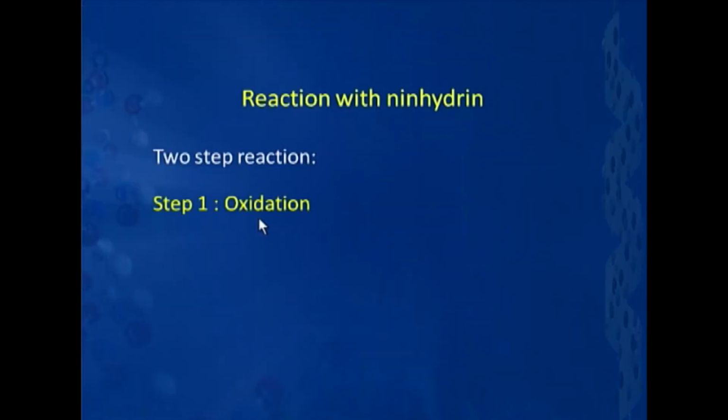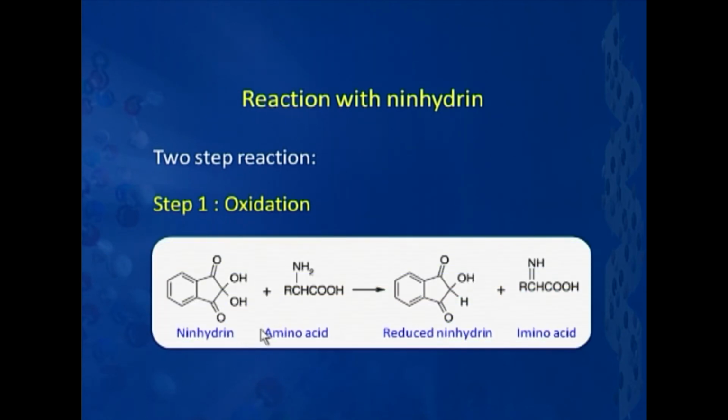The third one is reaction with ninhydrin. This is one of the most crucial reactions which amino acids undergo. This actually is a two-step reaction. In the first step, there is an oxidation taking place. What happens is ninhydrin reacts with the amino acid, and this gets reduced to the following form, and the amino acid gets oxidized to an imino acid. That is my first step here.